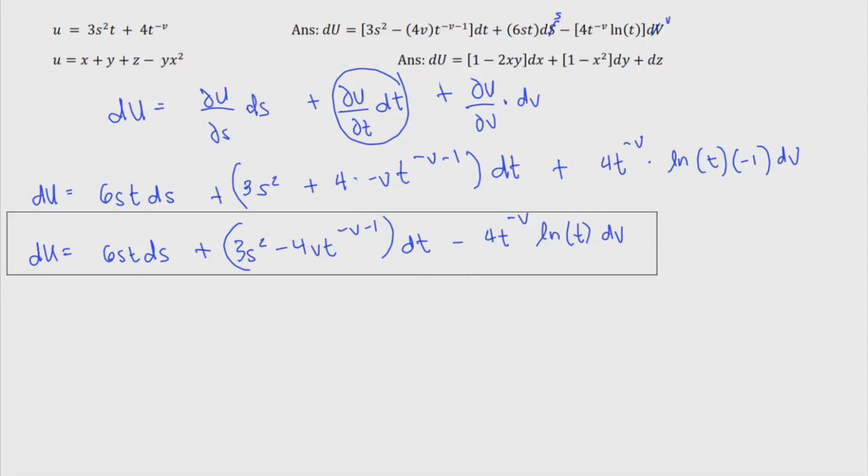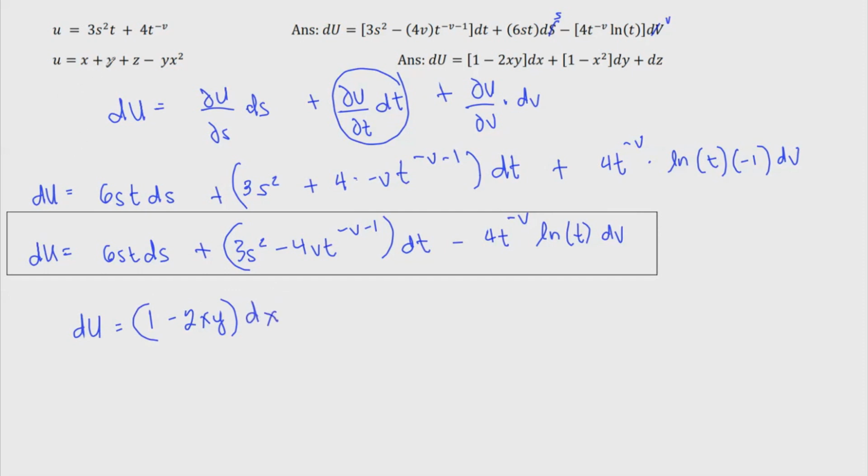So let's have the second one. We need to find du in this expression. So I'll be using the total differential using partial differentiation because that's our topic. So du is equal to, so this is with respect to x, y, and z. So with respect to x first, I have 1. And then for this second expression, we have negative 2xy. So that will be dx.